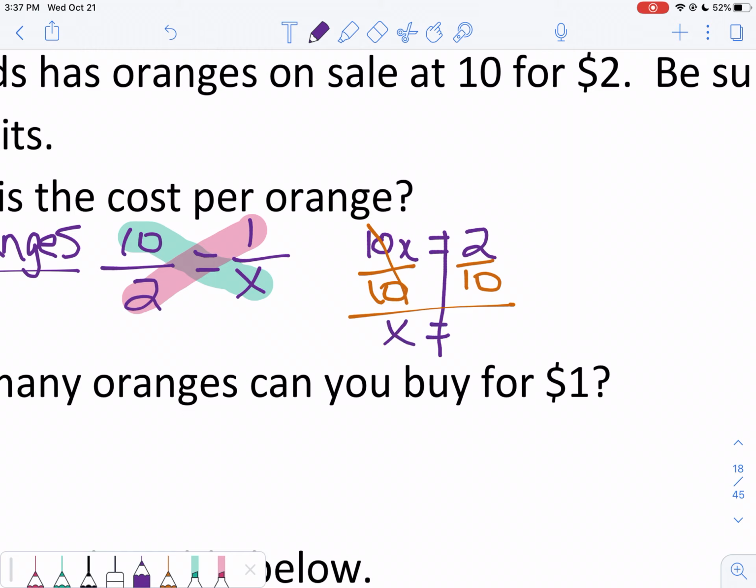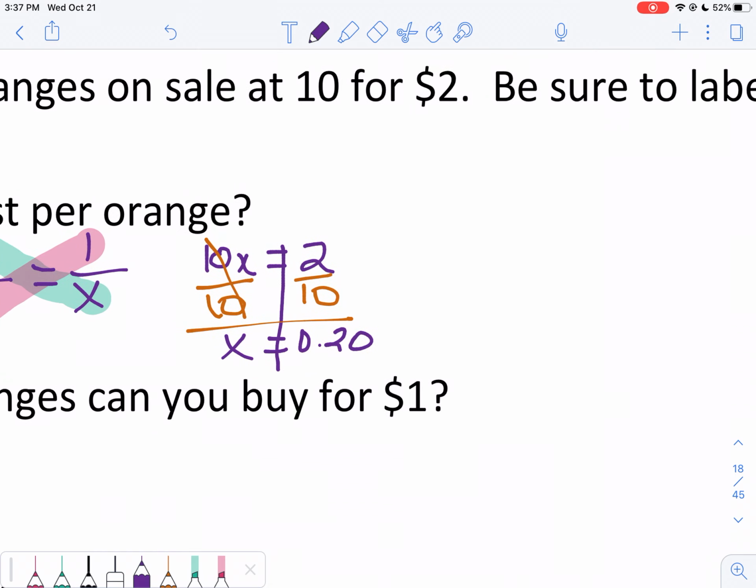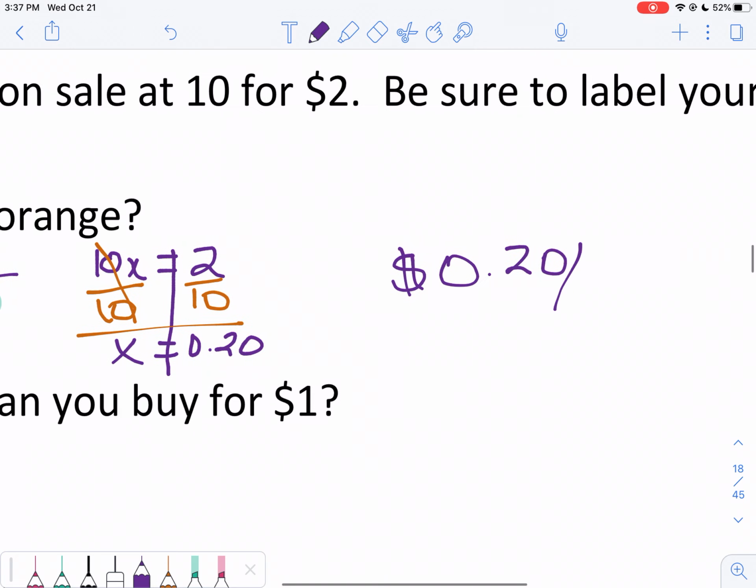So if we put that in the calculator, 2 divided by 10, that is actually going to give us 2/10, right? Sounds the same, doesn't it? But we want to write it as a decimal. And why is that? Because it's money. So the cost of 1 orange is 20 cents per orange.